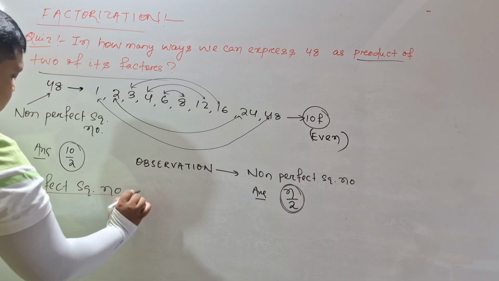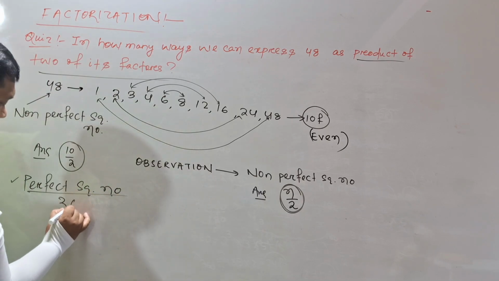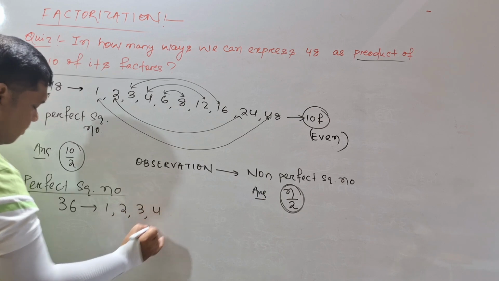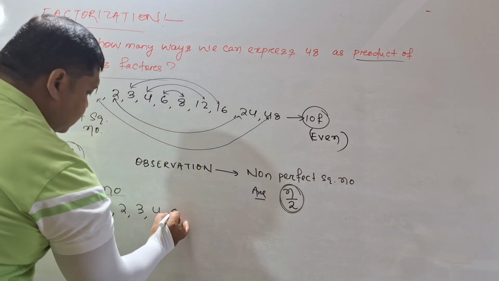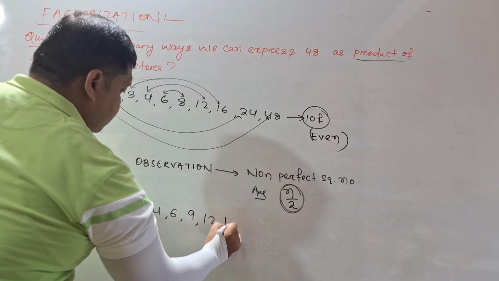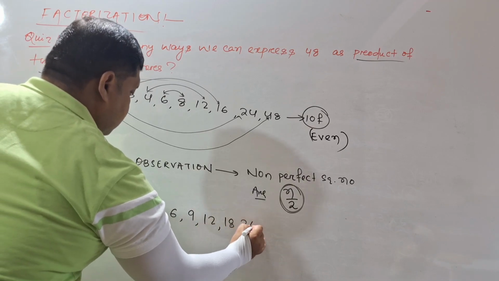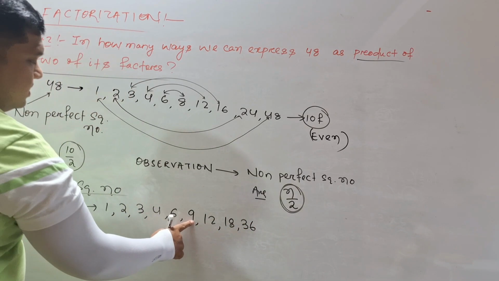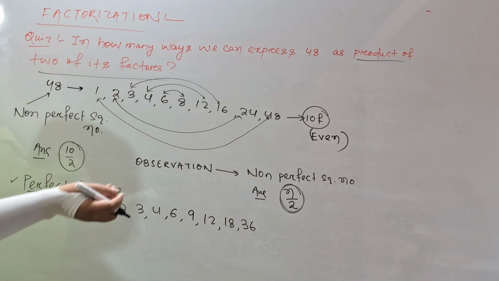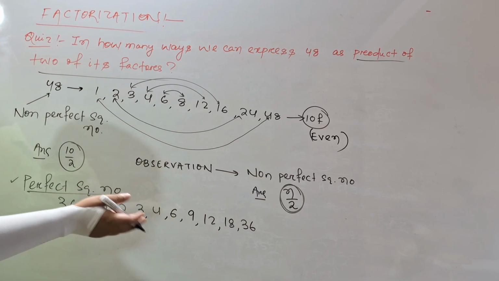But for a perfect square number, say the perfect square number is 36. 36 has how many factors? 1, 2, 3, 4, 6, 9, 12, 18 and 36. How many factors are there? 3, 3, 6, 3, 9. The number of factors is odd. So you can't do n by 2, 9 by 2 is a decimal.